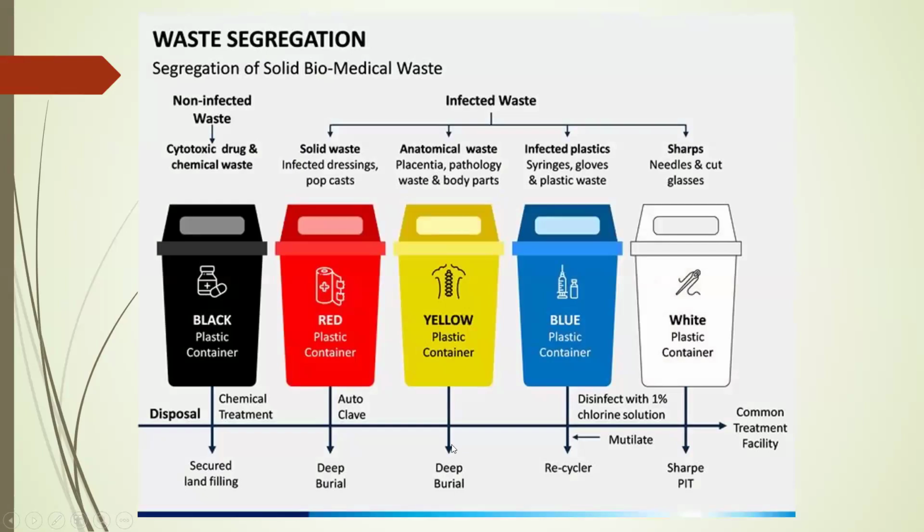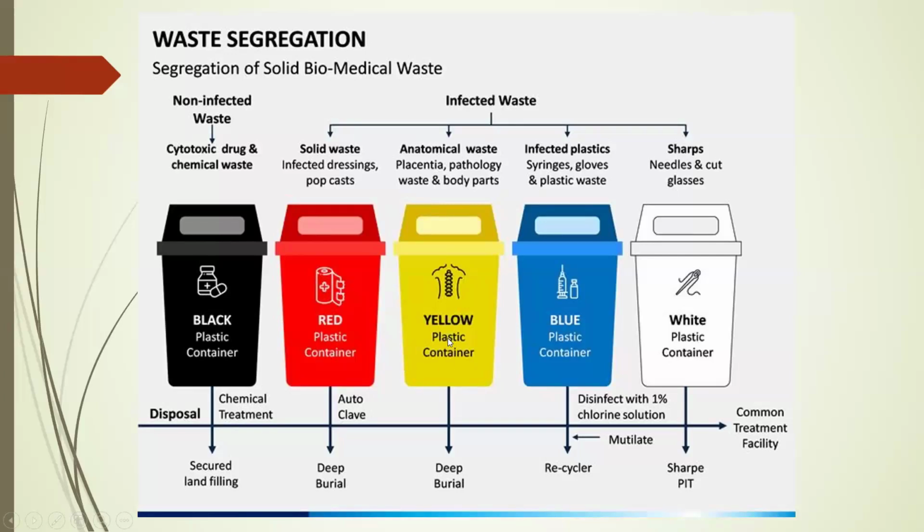This is a diagrammatic representation of waste segregation; these four colors I already explained in the color coding system. This diagram summarizes the guidelines for segregating solid biomedical waste using color-coded bins, highlighting both types of waste and appropriate disposal methods. Here is an example. Black bin contains non-infected cytotoxic drugs and chemical waste. This red bin, plastic containers, includes infected solids and dressings, all of which are autoclaved or deep buried.